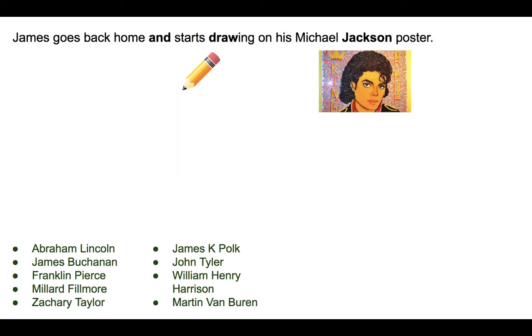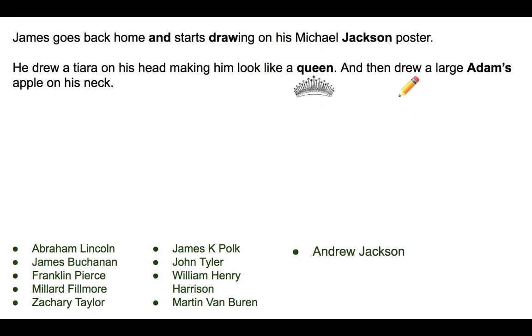Next, James goes back home and starts drawing on his Michael Jackson poster. So, draw, Jackson, Andrew Jackson. He drew a tiara on his head, making him look like a queen. So we have Quincy here. And then drew a large Adam's apple on his neck. So John Quincy Adams.